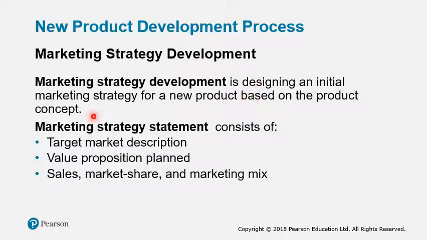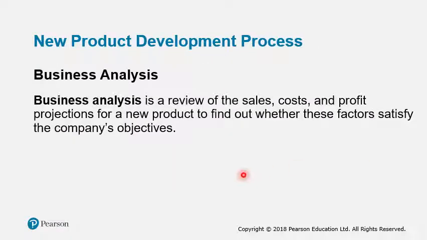This is when you design an initial marketing strategy for a product based on the product concept, which consists of your target market description, the value proposition that you plan, the sales, market share, and also the marketing mix for the product itself. Then the sixth stage is when you do the business analysis. This is a review of the sales, cost, and profit projection for that new product to find out whether these factors will satisfy the company's objective and also the shareholders, by looking at the return on investment of the product that you're going to sell.